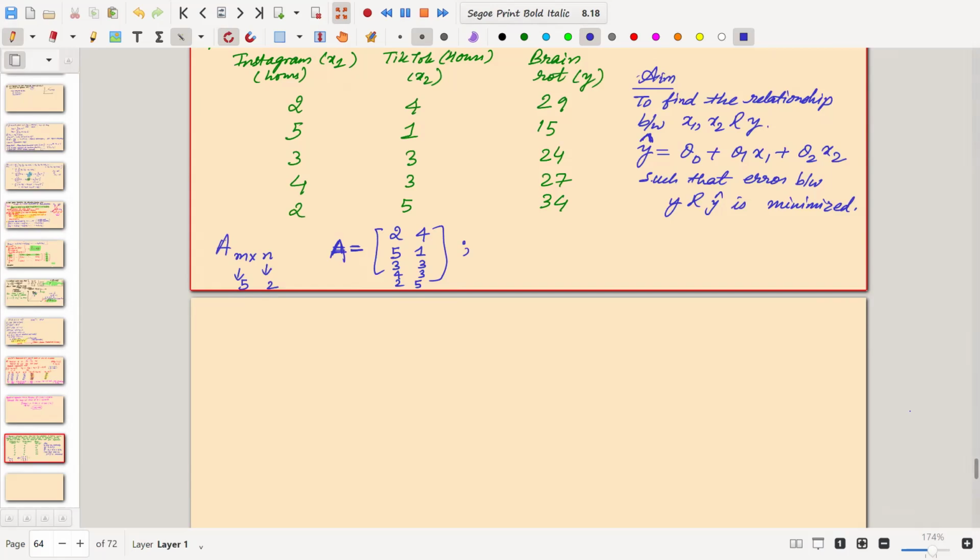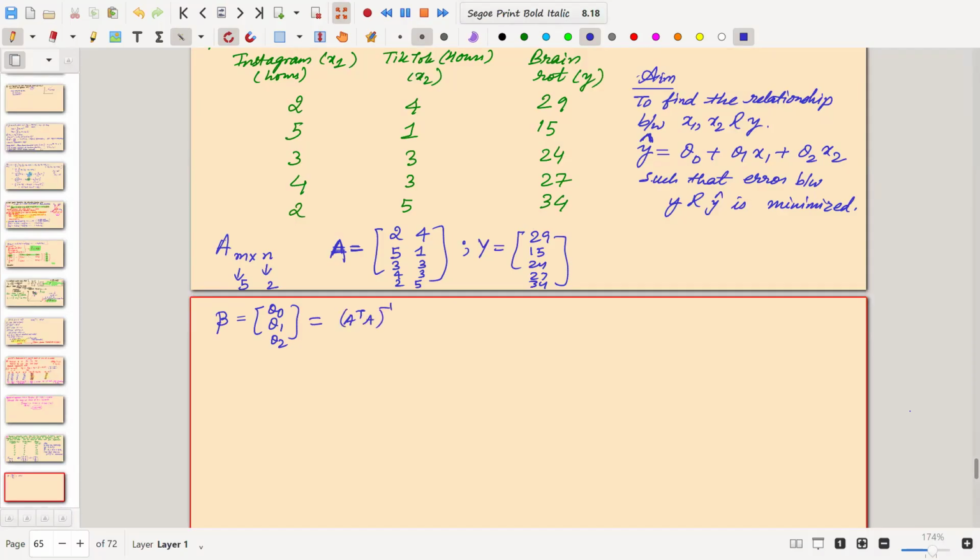Okay. What is the Y matrix? Y matrix is nothing but 29, 15, 24, 27, 34. Okay. So what you need to perform? You need to say beta, which is a collection of theta naught, theta 1, theta 2, is nothing but A transpose A whole inverse A transpose Y. So you have to find A transpose. If A is this, A transpose is equal to 2, 5, 3, 4, 2, then 4, 1, 3, 3, 5.